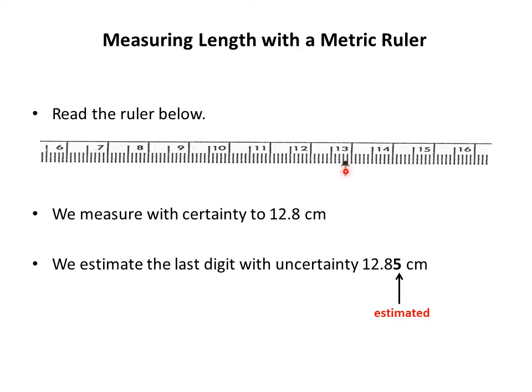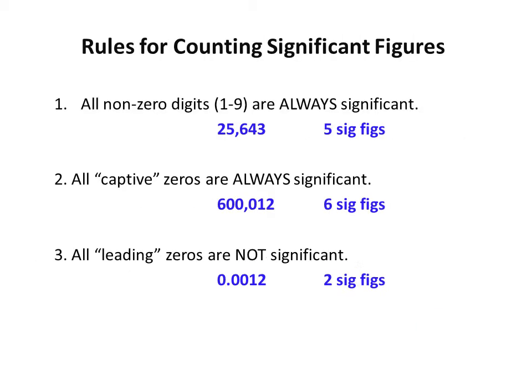So I would estimate it to be 5. So we would say the measurement we estimate with the last digit of uncertainty is 12.85 centimeters. So this last digit, this 5 here, is an estimated value. And anytime you take measurements, you're going to get significant figures. So we have to have rules for counting significant figures. Okay, so let's run through these.